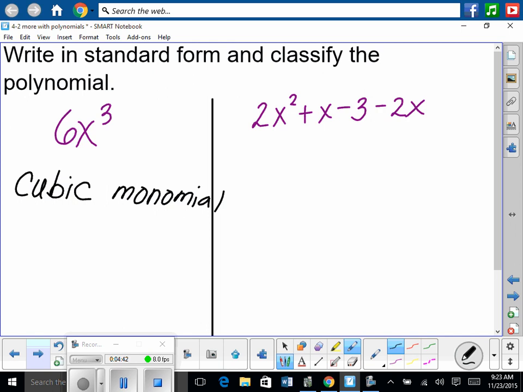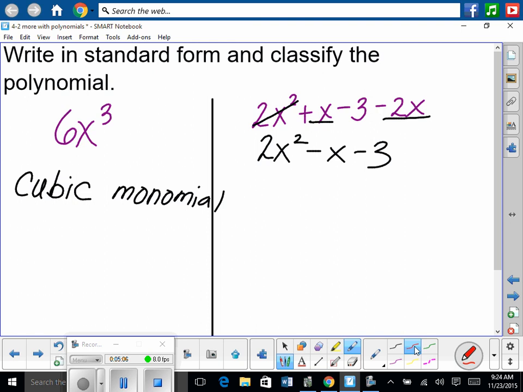Yes. Okay, let's look at this next one. Most important thing, put it in standard form, combine like terms, make sure it's simplified before we name it. So 2x squared, no other x squareds. Then I'm adding up x minus 2x, which is negative x minus 3. Okay, now it's in standard form, most simplified. So let's name it.